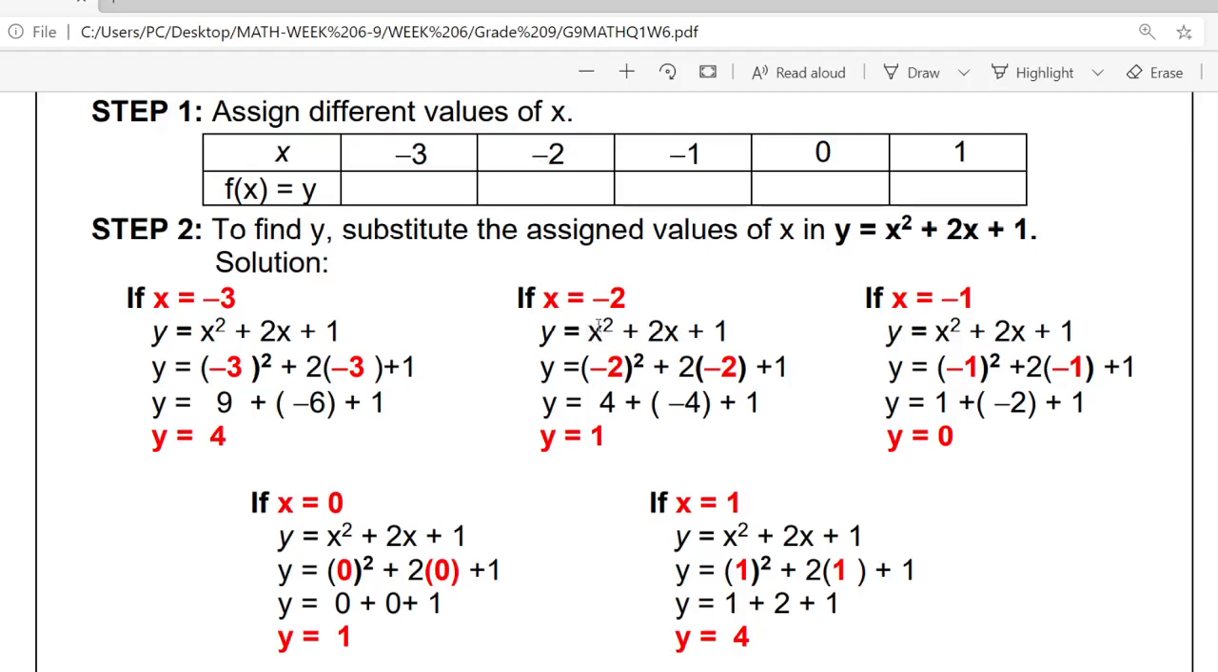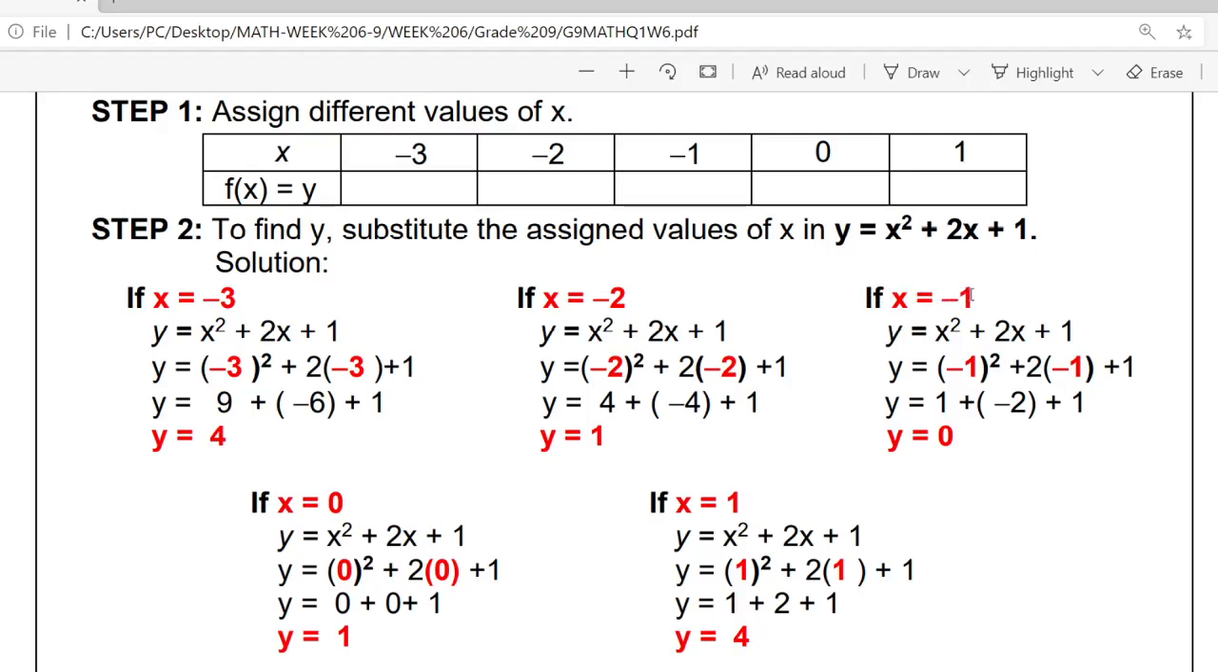Next, how about when x is negative 2? Just replace the x by negative 2. So, negative 2 raised to an exponent 2, plus 2 times negative 2, plus 1. Negative 2 times negative 2 will give you positive 4. 2 times negative 2 will give you negative 4, plus 1. 4 plus 1 is 5, minus 4 is 1. So therefore, when x is negative 2, your y is 1.